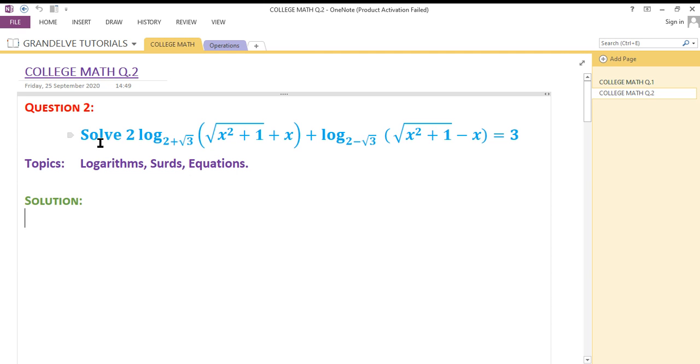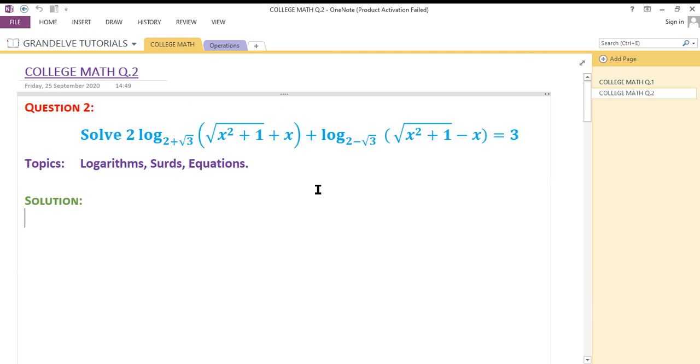Today, the question posted to us is: solve 2 log base 2 plus square root of 3 of (square root of x squared plus 1 plus x), plus log base 2 minus square root of 3 of (square root of x squared plus 1 minus x), equal to 3.